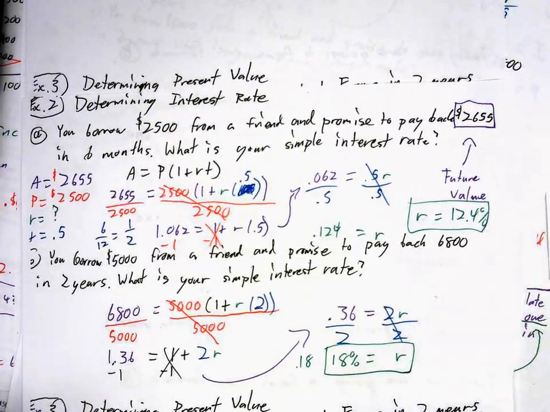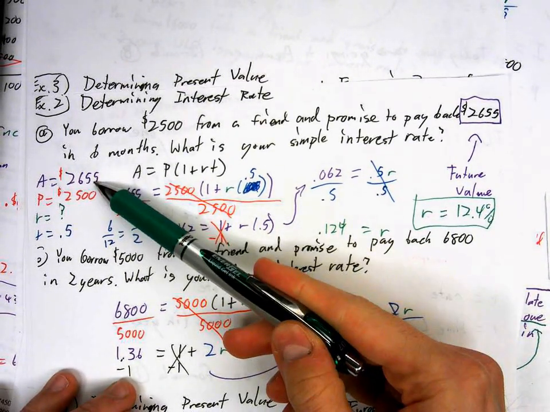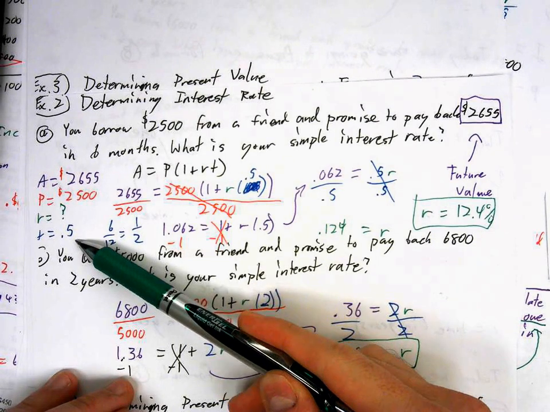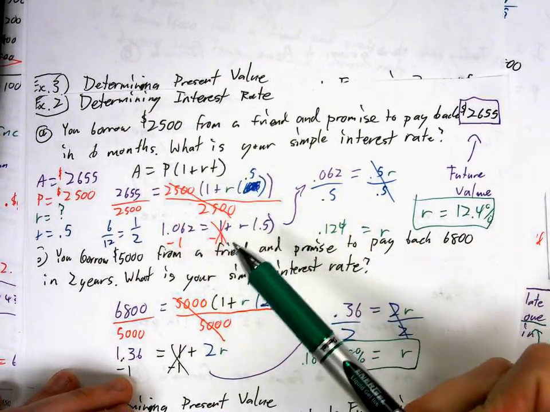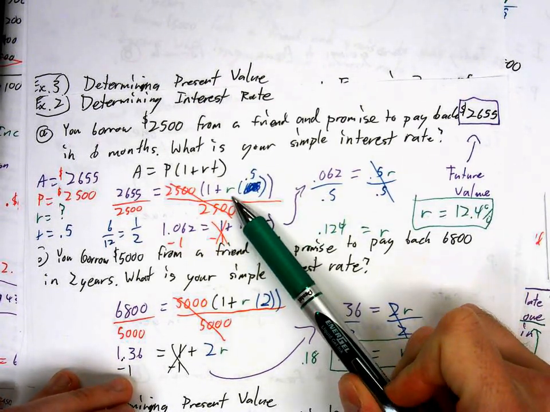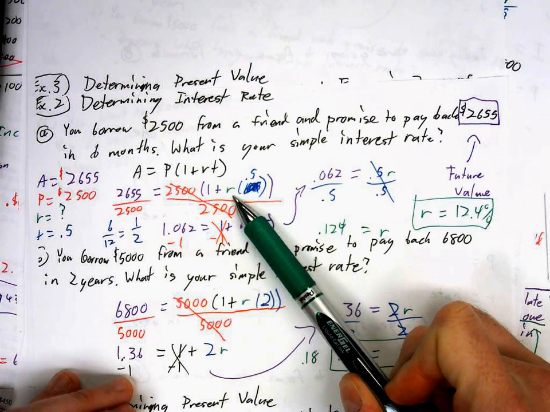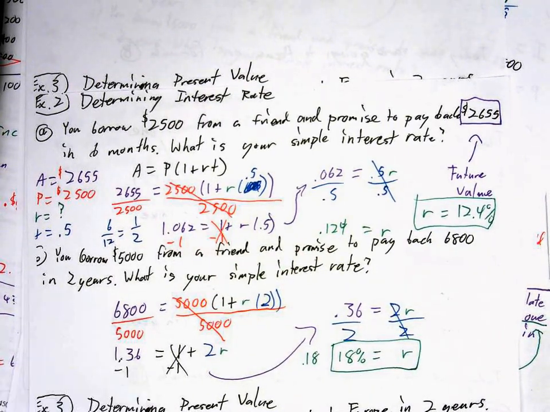Then we moved on to determining interest rate, and this is where we actually had to do a little bit of algebra work, where we had our future value, we had our principal, and we had our time, but we were missing our R. So when we plugged in these things, we couldn't just plug it in the calculator and find the answer because the piece that we wanted was actually in the middle of everything. So we had to do some algebraic steps to get the answer we wanted.